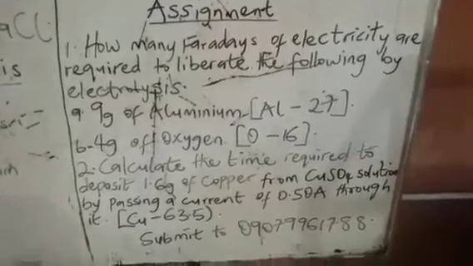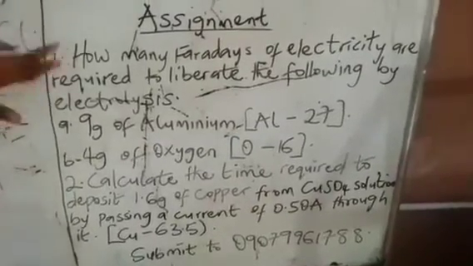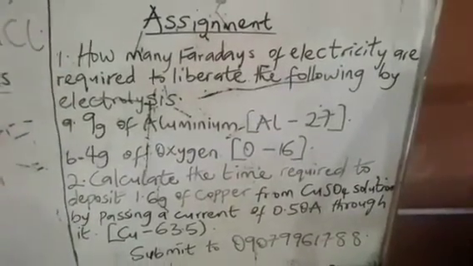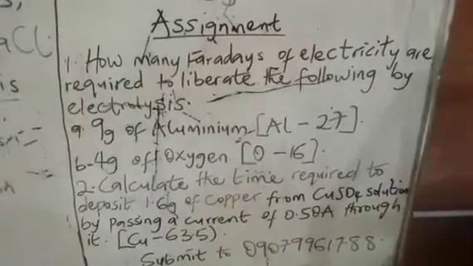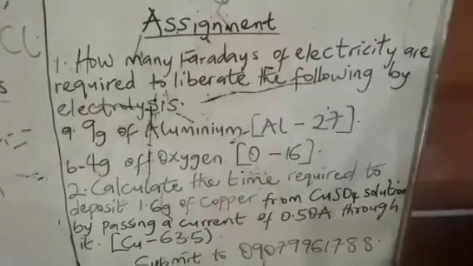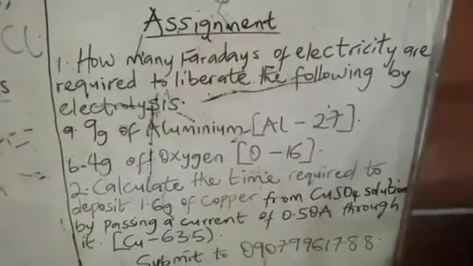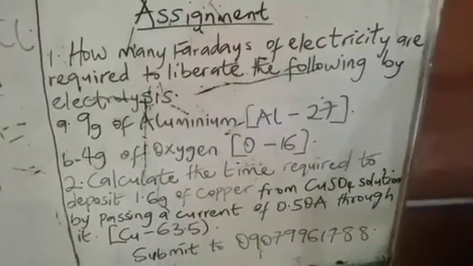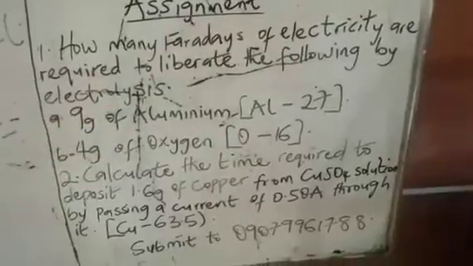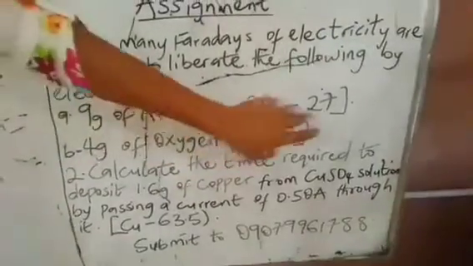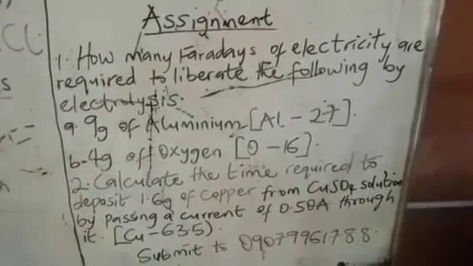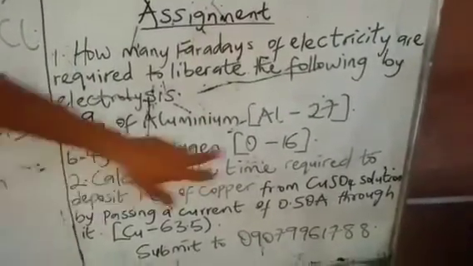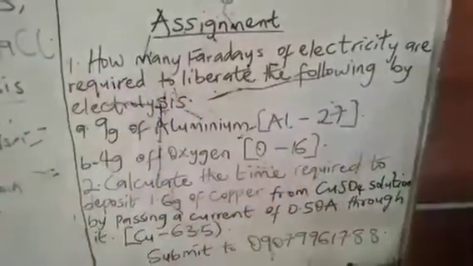If you have any question, maybe because I was fast, you can ask me through my WhatsApp number. Now, for your assignments, I want you to solve the following questions. Number 1: How many Faradays of electricity are required to liberate the following by electrolysis? A. 9 grams of aluminium. The molar mass of aluminium is 27. B. 4 grams of oxygen. The molar mass of oxygen is 16.